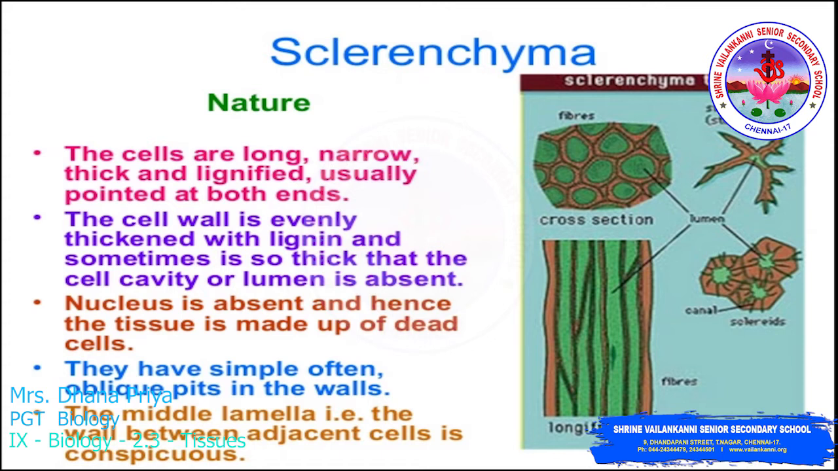The cell wall consists of cellulose, hemicellulose and lignin. The nucleus is absent and hence the tissue is made up of dead cells. Both the parenchyma and the collenchyma have a nucleus present and they are living. But the sclerenchyma is dead cells where the nucleus is absent. They have simple, often oblique pits in the wall. The middle lamella, that is the wall between adjacent cells, is conspicuous.